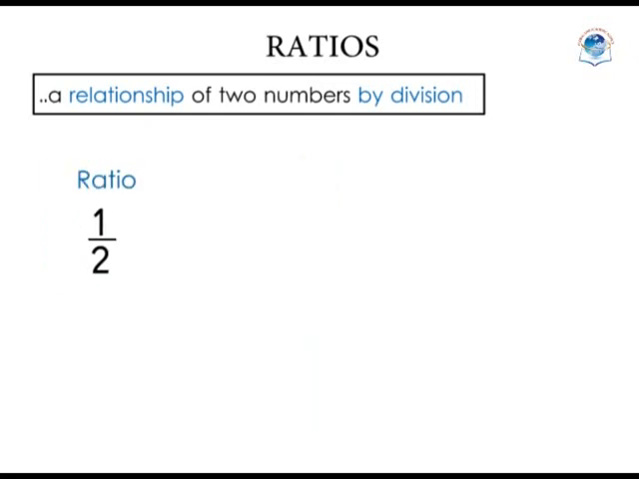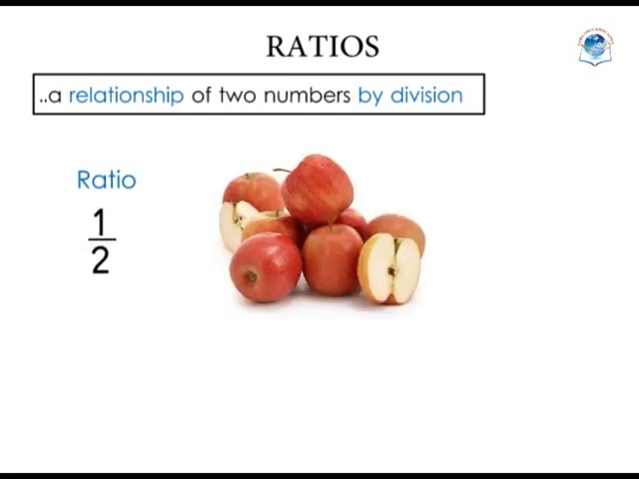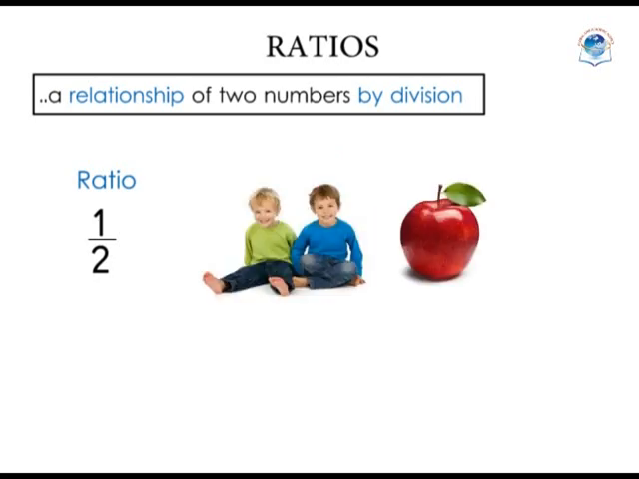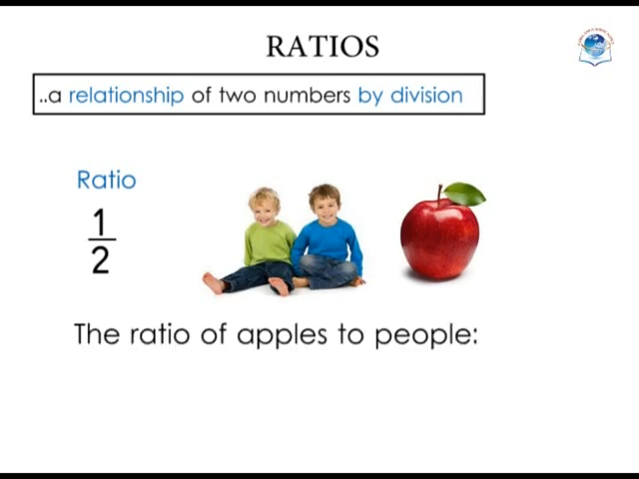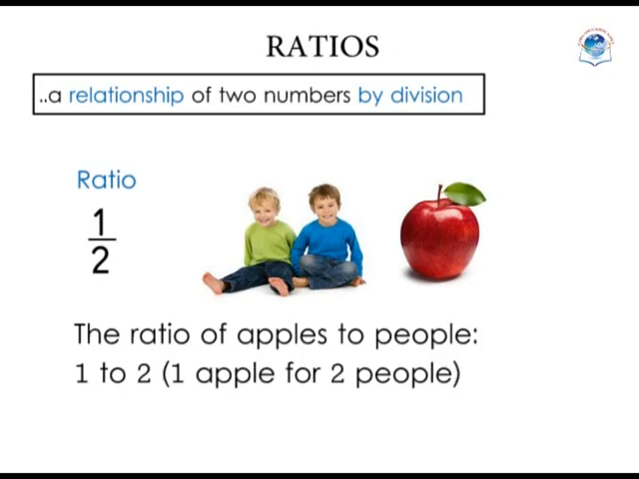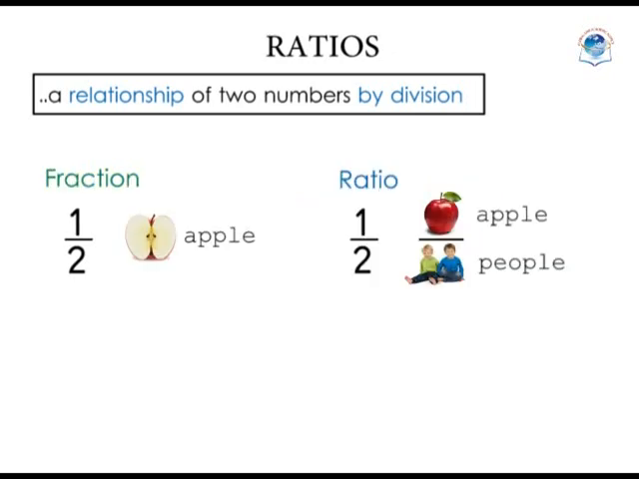How about ratios? With ratios, we don't treat it like a single number. Instead, we pay attention to the numerator and the denominator because we use them to refer to different things. For example, let's say we have apples to share, and for every 2 people, we have 1 apple. In that case, we say that the ratio of apples to people is 1:2, or 1 apple for 2 people. You see the difference now?